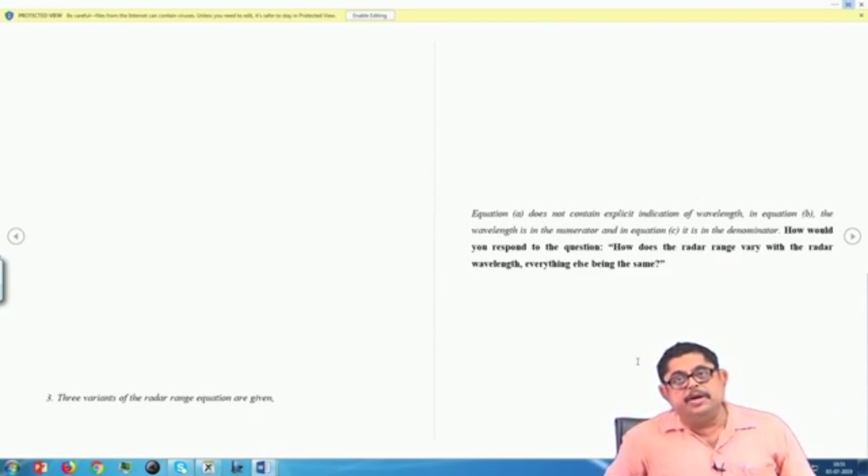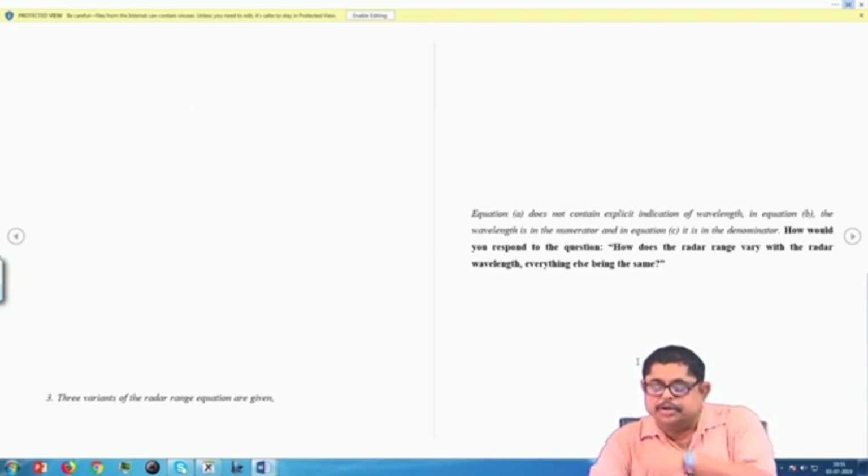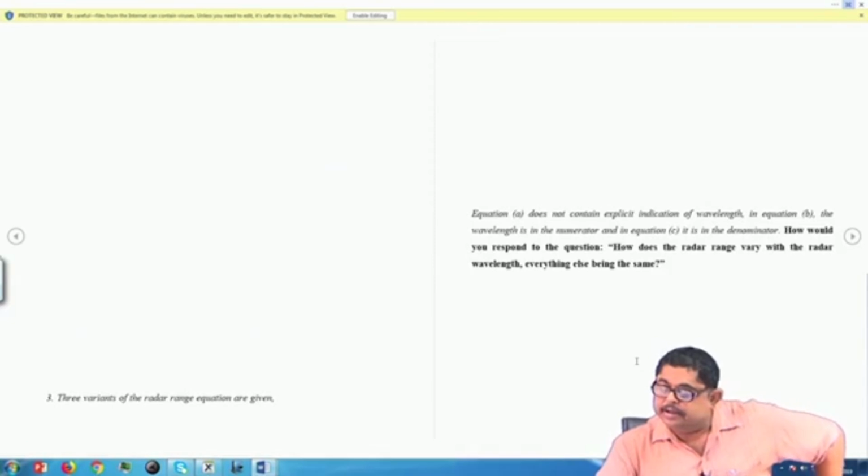If you just manipulate, there are 3 radar range equations given. Out of that, one does not contain an explicit indication of wavelength. In equation B, the wavelength is in the numerator, and in equation C, it is in the denominator. How do you respond to the question: how does the radar range vary with the radar wavelength, everything else being the same?